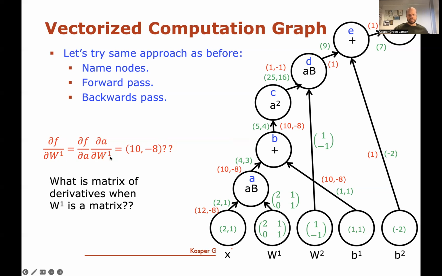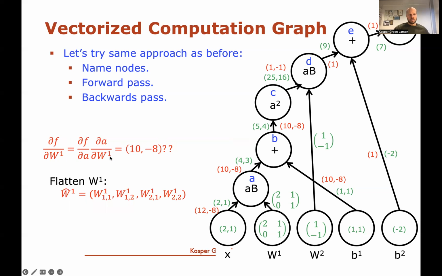This is not just a vector of entries, it's a matrix. So what do we do? Now, the short answer is that you can think of taking this W1 and just flattening it out into a vector. So you can just take the first row and place it first, and then take the second row and place it afterwards. Now, if we start by flattening it, then we can at least compute the partial derivative of f with respect to this flattened vector. We know how to do that, right? Because this is just like the things we've already been doing. So we can just try to do it the same way. So using the chain rule, now we have this 10, minus 8 from above. And now we need to compute the matrix of derivatives of the expression a as a function of this flattened vector W1.